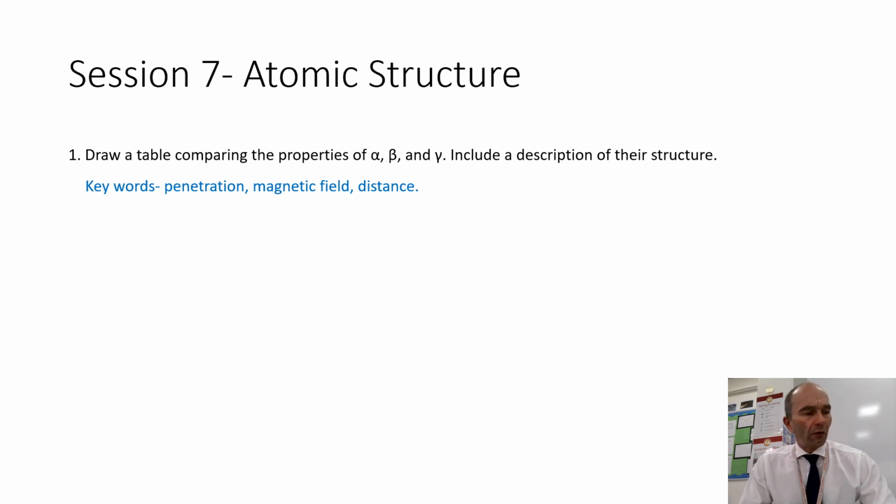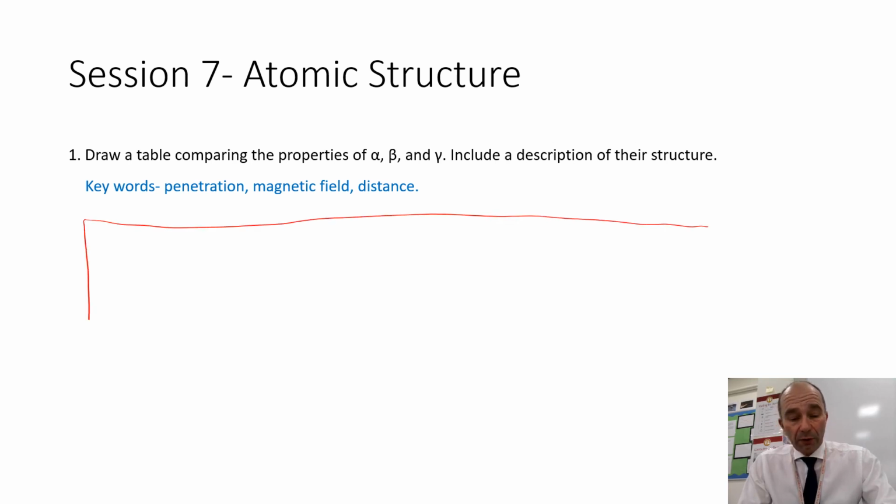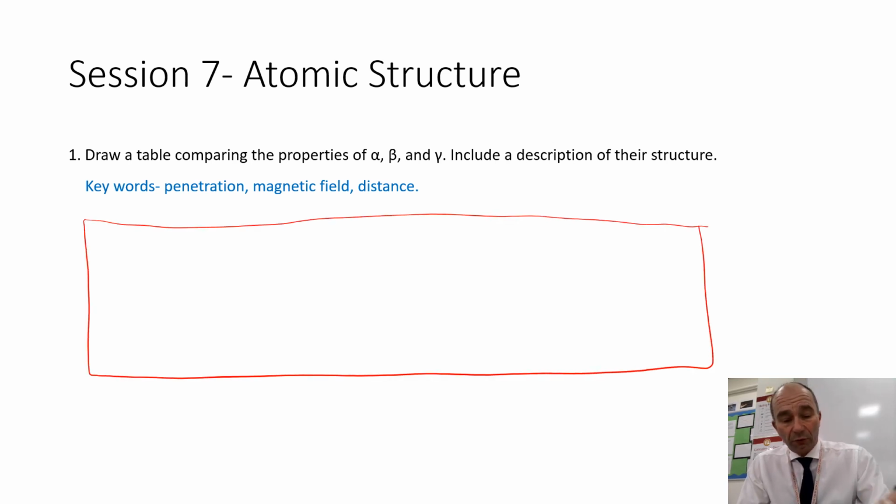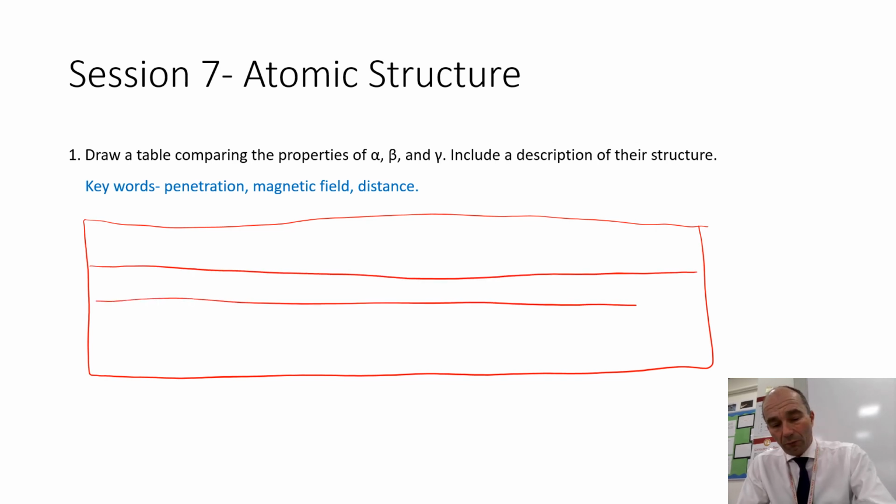You've got 4 activities to do today. The first thing is you're going to draw a table comparing the properties of alpha, beta and gamma, and you need to include a description of the structure. You've probably drawn this lots of times before.